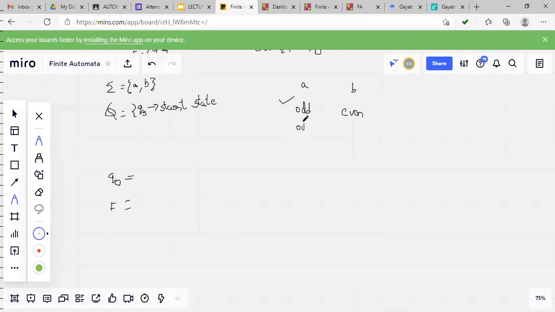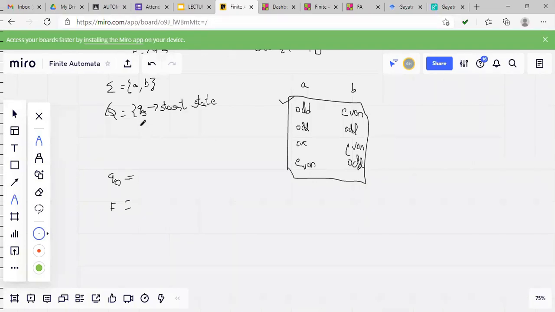I require an odd number of A's and even number of B's, but I may get an odd number of A's and odd number of B's. Very good. I may get an even number of A's and even number of B's. Sorry, students, please bear with me. And I may get an even number of A's and odd number of B's, right? These are the other possibilities that may occur in the example. So we'll take these as our states.